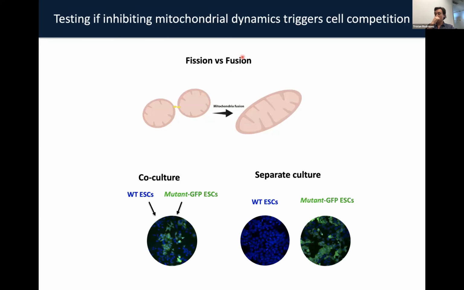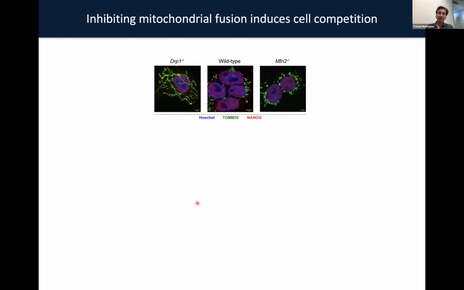So what Anna did is she asked if disrupting these processes could trigger cell competition, and used a similar assay to the one I've described before, in which she mutates factors that are important for mitochondrial fission and mitochondrial fusion, and analyzes the behavior of cells carrying these mutations in homogeneous culture versus in co-culture. She did this for a couple of genes. She analyzed the mutation of DRP1, a factor that regulates mitochondrial fission, and when mutated, it leads to hyperfused mitochondria.